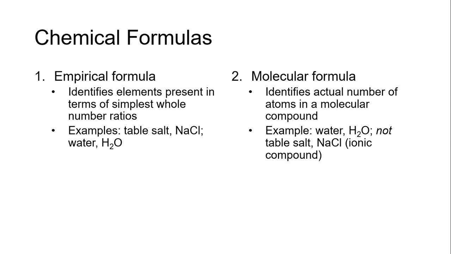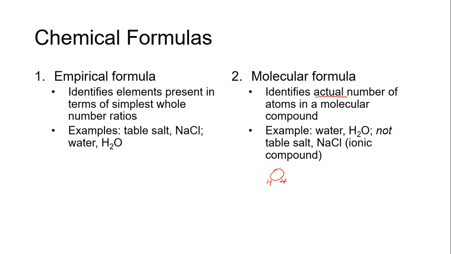That is, when you deal with table salt, for every one sodium atom, there's one chlorine atom. In water, for every one oxygen, there are two hydrogens. And so those are empirical formulas identifying all the elements in the simplest whole number ratio. The molecular formula, on the other hand, identifies the actual number of atoms in a molecular compound. For instance, if you look at a molecule of water, then for every one oxygen atom, there are two hydrogen atoms. That is one molecule of water.